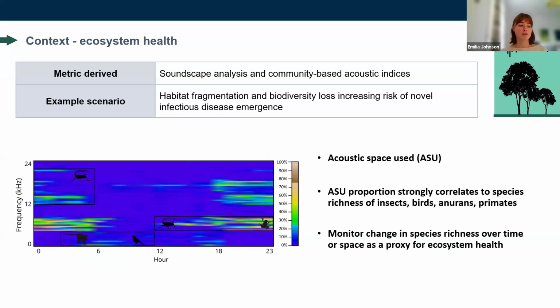And for the context, in understanding the ecological context of disease transmission risk, soundscape analysis could be useful to assess and compare animal richness through time and space. And that could then be valuable to understanding altered disease transmission potential, linked to changes in biodiversity or overall declines in ecosystem health. So for instance, species richness of insects, birds and primates are strongly and positively correlated with the acoustic space used, and this could then be related back to spillover potential, particularly in fragmented habitats.